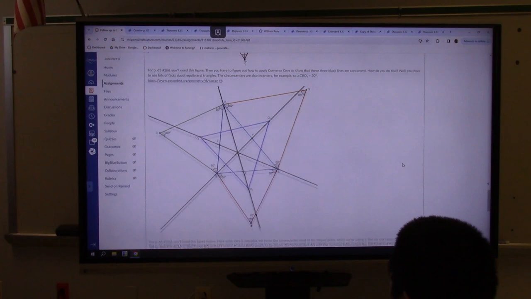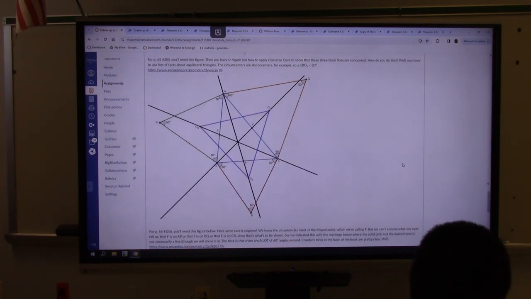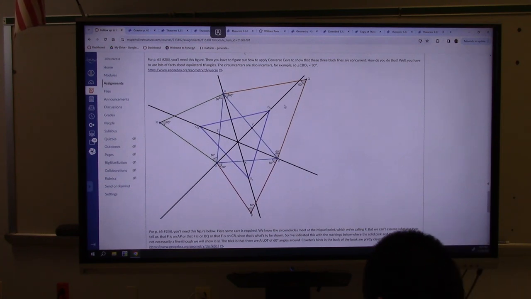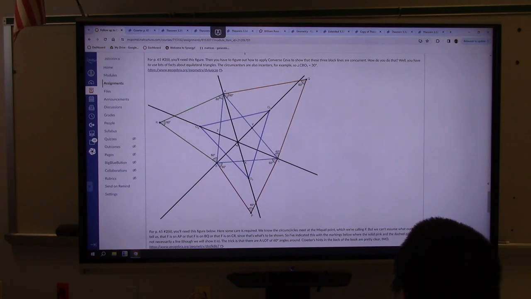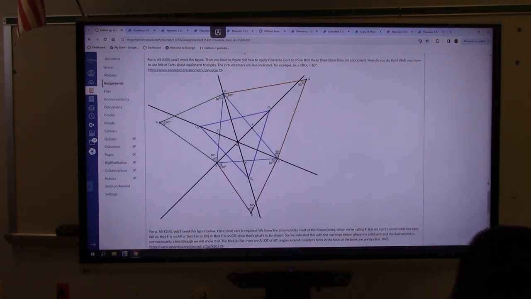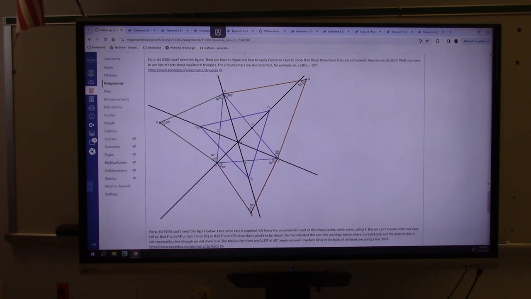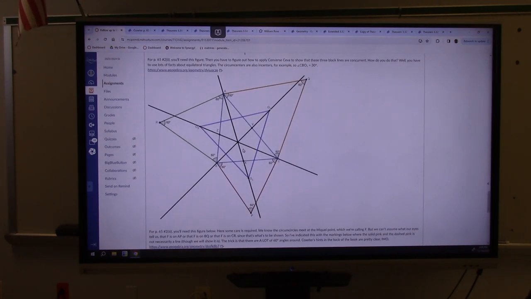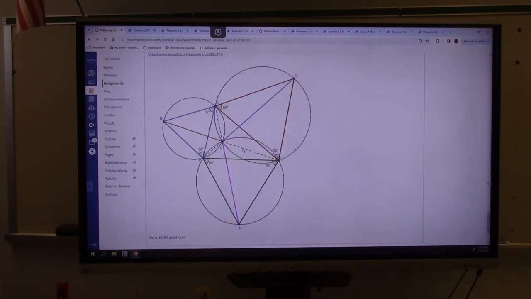Page 65, number two, part two, I have eliminated all extraneous things and given you only this. The goal is to show that these three black lines all meet. You're going to use converse Ceva in a way that's very not obvious, but if you follow Coxeter's hints in the back of the book, he pretty much tells you what to do, so it becomes not so hard. Cool? You trust me, you can do it. And then I was going to do it today in class, just all with us, but we're not going to.